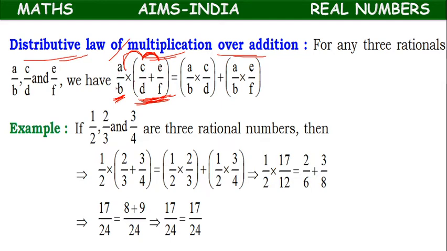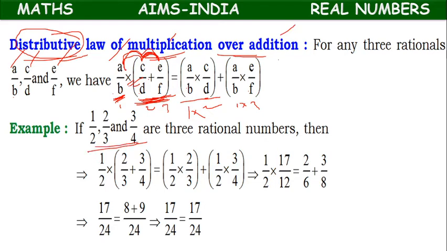So what we are doing here, a by b is the first rational number, second rational number, third rational number, 1, 2, 3. How we can distribute? We can distribute 1 into 2, plus we can take here 1 into 3. It means the first element will multiply the second element and third element separately. So in this way, we can distribute multiplication over addition. This property is called distributive law of multiplication over addition.